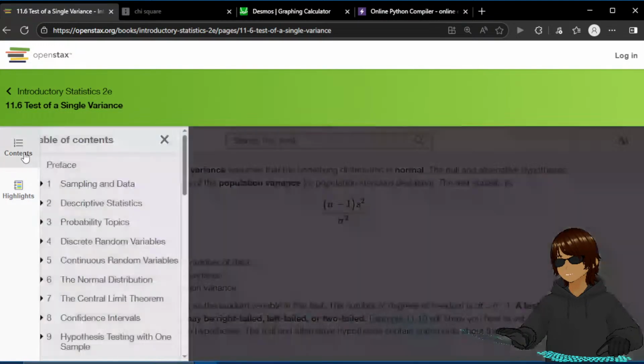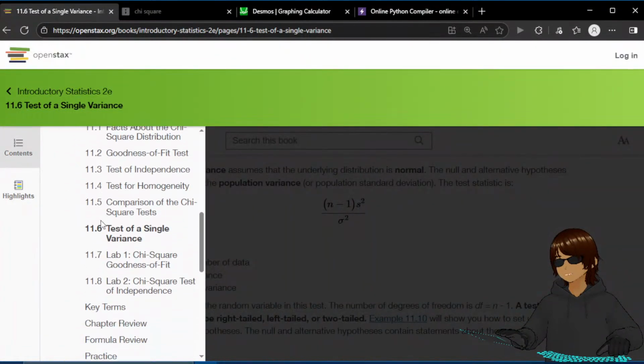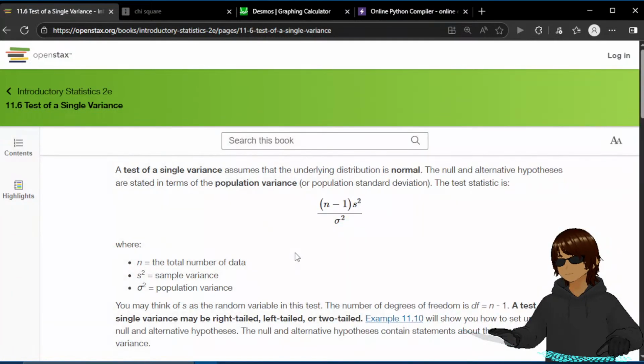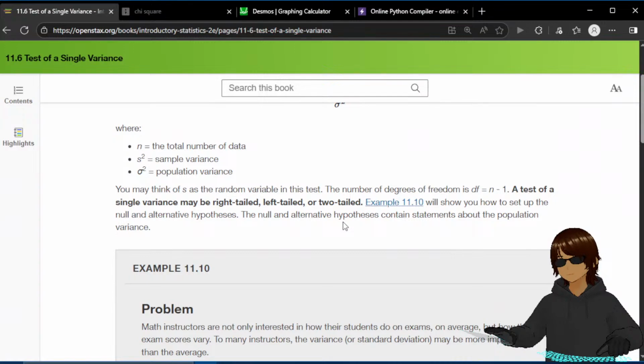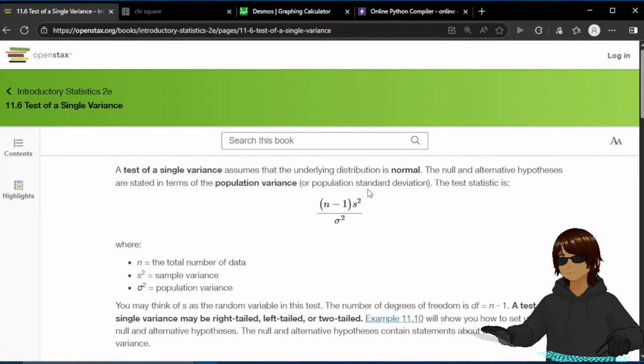Is this the same thing? I thought that was the last. No, this is the last chapter. Test of single variance assumes that the underlying distribution is normal. The null and alternative hypotheses are stated in terms of the population variance. Test statistic is n minus 1 times s squared divided by sigma squared. You can think of s squared as the random variable in this test. The number of degrees of freedom is n minus 1. A test of single variance may be right tail, left tail, or two tail. So we are testing whether it's normally distributed, right?